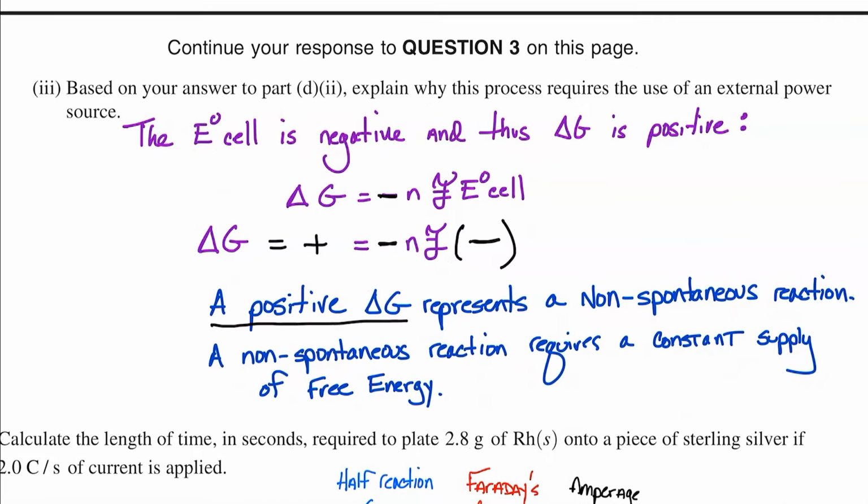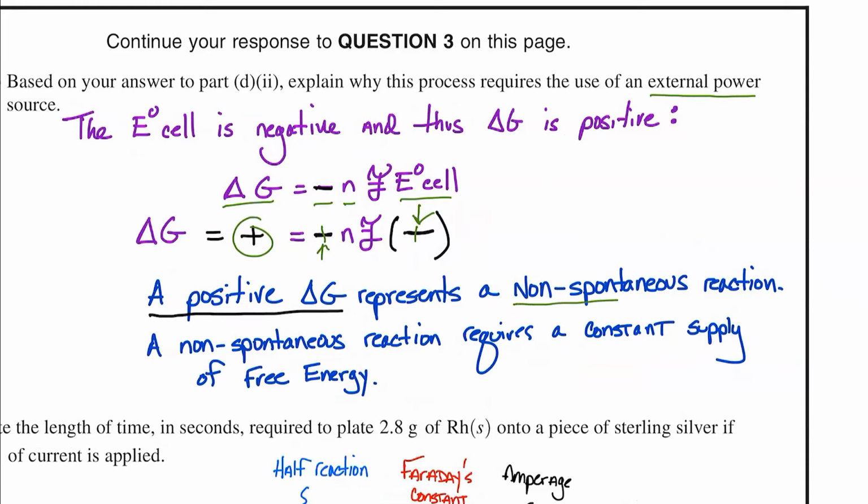They want to know, or explain why, this process needs power. Electrolytic cells, electrolysis, need a battery or a supply source. So I said E0 is negative, as we see, and delta G is positive. I can explain that because delta G is negative n Faraday's constant E0 cell. What does that mean? If this E0 cell is negative, and of course we have a negative in the reaction, that makes delta G negative and negative become a positive. And a positive delta G we should know is non-spontaneous. And a non-spontaneous reaction requires a constant supply of free energy.